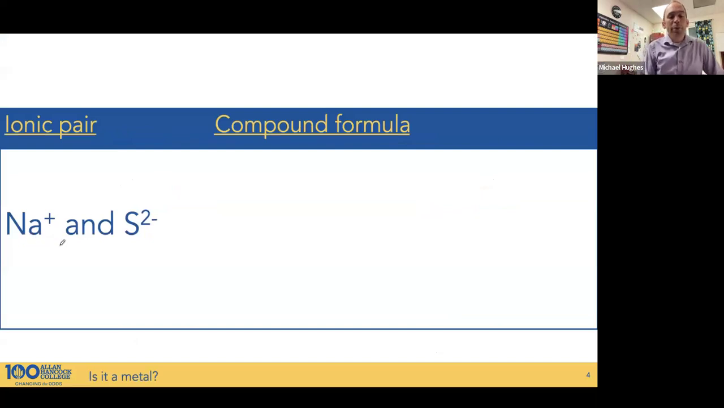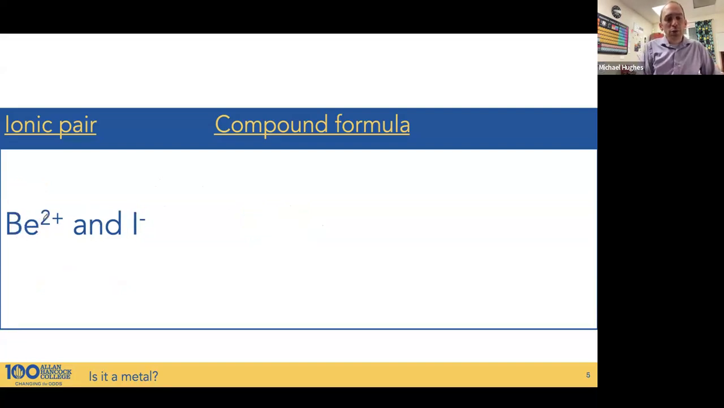So sodium 1 plus and sulfide 2 minus, we're going to have 1 plus and 2 minus, so we'll need 2 plus to balance out with our 2 minus of our sulfide. As a result, we're going to need another Na plus, so 2 of these. So our species would be Na2S, because we'll need 2 sodiums and 1 S, sodium sulfide.